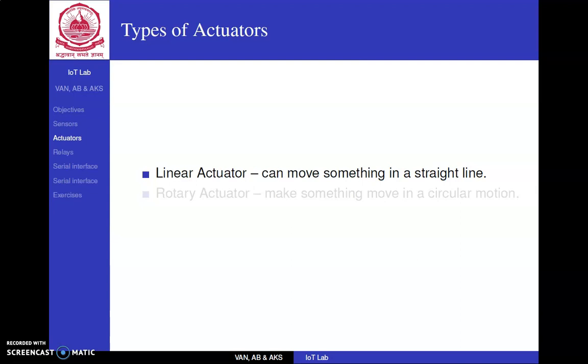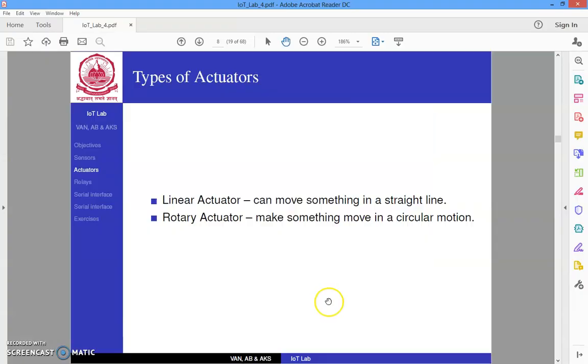Actuators are classified into two based on the way they move. A linear actuator, as we saw earlier with the door opener, moves linearly, and a rotary actuator is used in most industries in the form of valves. I can show you an example for that.